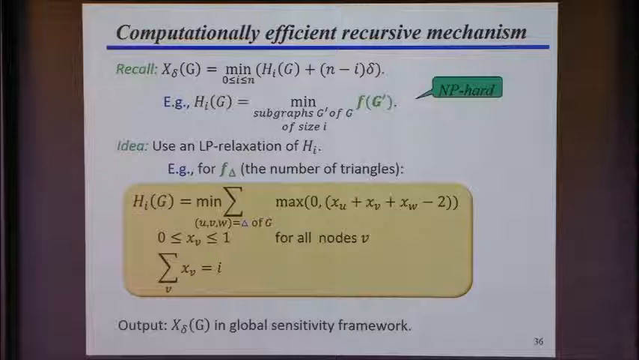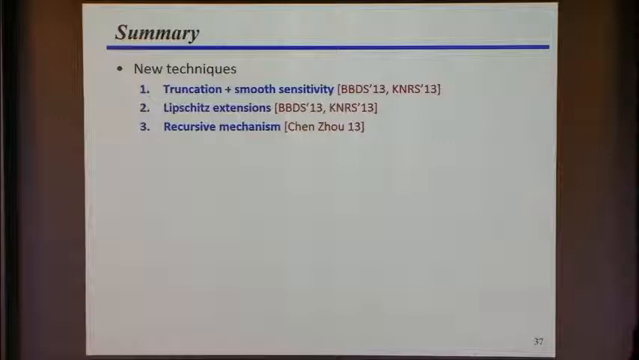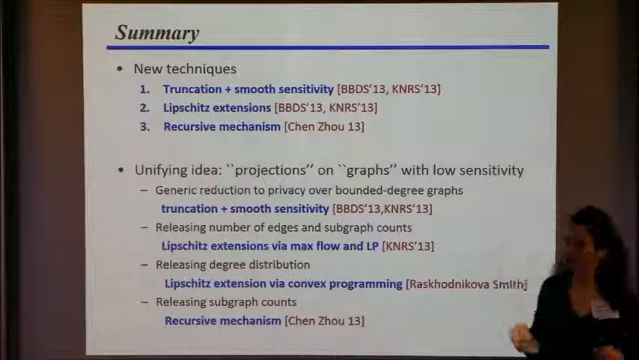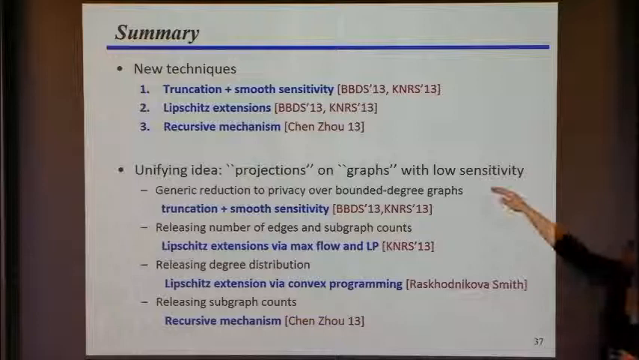So what I tried to explain is three new techniques, and I explained them in node sensitivity, but as they apply to node sensitivity, they also improve edge differentially private algorithms. So it's truncation plus smooth sensitivity, Lipschitz extensions, and the recursive mechanism. The unifying idea is some kind of projections. I guess for the recursive mechanism, it's a stretch to think about this as projection on some kind of graphs. These linear programs are not exactly graphs, but low sensitivity, maybe down sensitivity, is a good thing to think about.